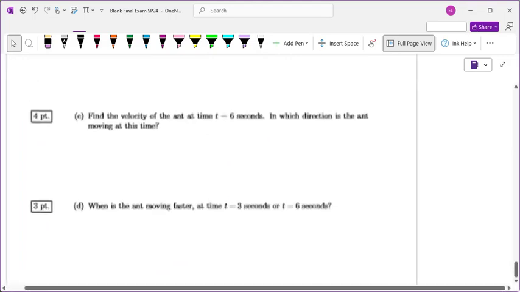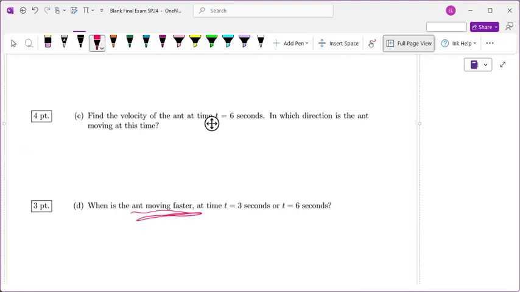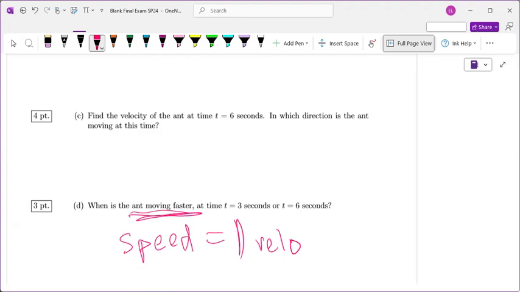So I do want to point out one thing. I don't remember if we changed this or not, but in the spring, he used the words, when is the ant moving faster? And I was like, what do you mean? Like, when is he moving the most positively, or when is his speed the fastest? So the book made the distinction between speed versus velocity. Speed is the absolute value of velocity.